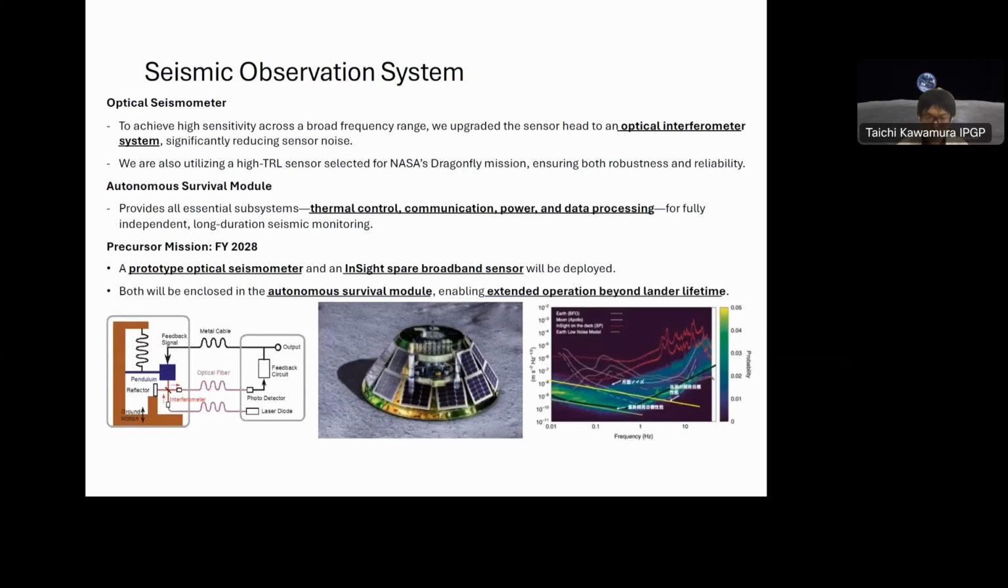On the bottom figure, you see that we are using an interferometry technique to detect small displacement of the ground. We are also developing an autonomous survival module, which will enable us to place the seismometer and continue the observation even after, for example, the lander stops its activity. The idea is to demonstrate this in a 2028 precursor mission, which we are now preparing for launch.